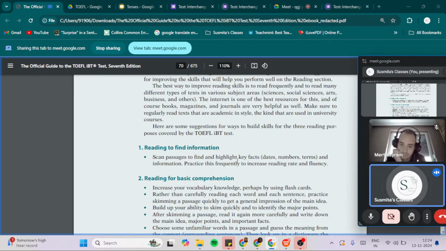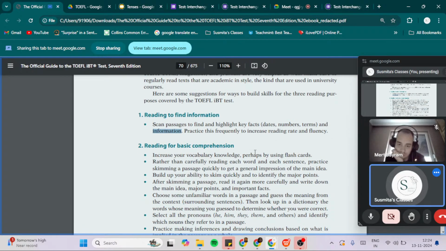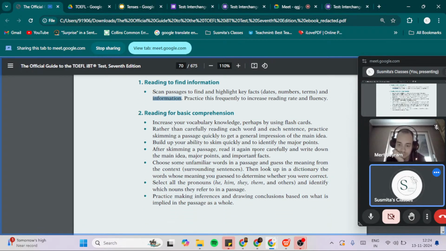Along with that, you should be able to highlight the key facts which have been mentioned. What are the key facts? The dates, the numbers, the terms which have been used, and the other information which has been given. That is how your reading rate improves, and this becomes helpful even in academics, when we study in the university. It's very, very important.